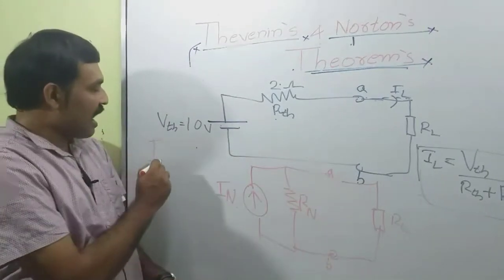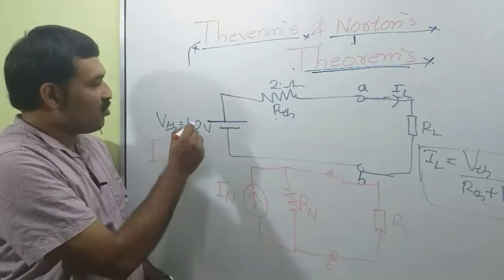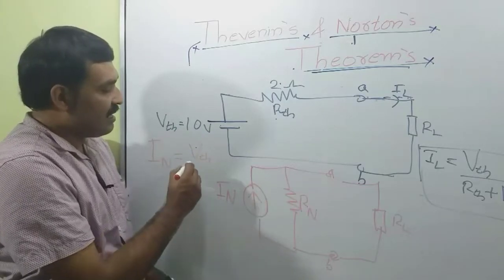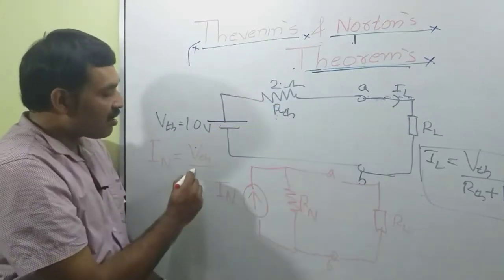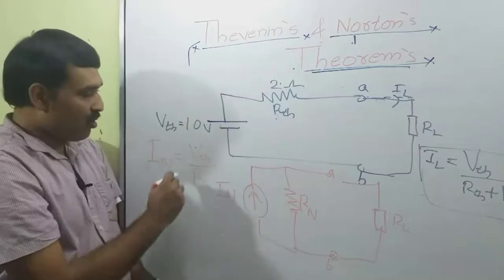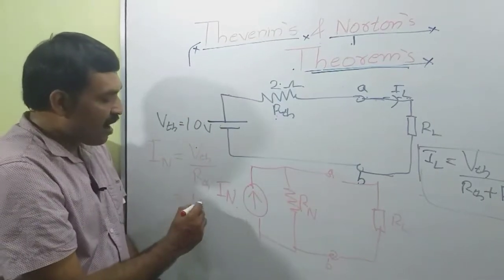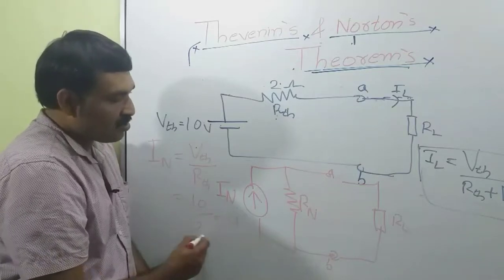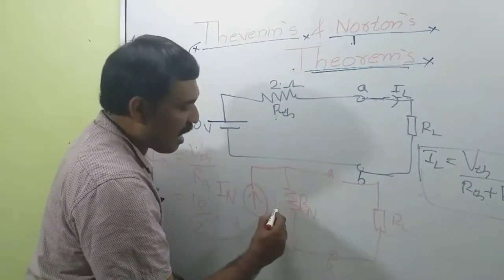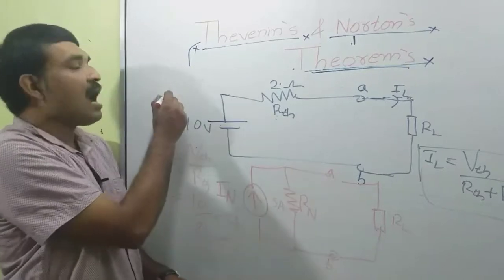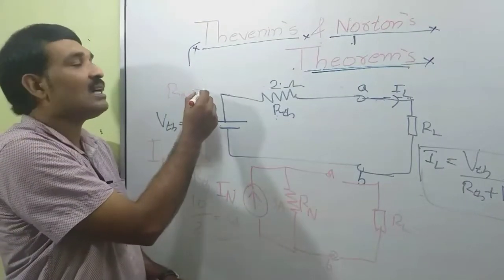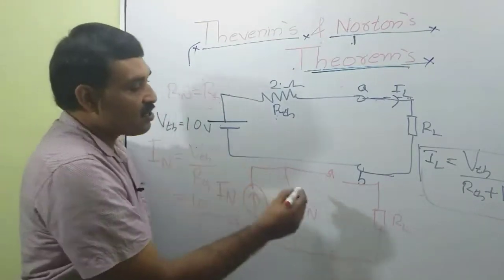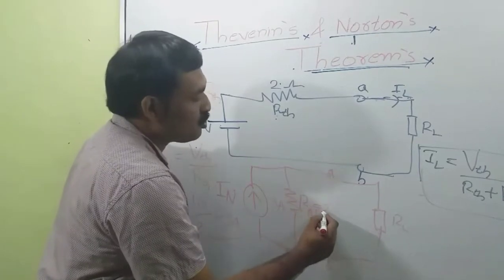The Norton's current IN is equal to VTH divided by RTH. In this problem, that is equal to 10 divided by 2, that is equal to 5 ampere. So this current is 5 ampere, and we know that RN is the same as the Thevenin's equivalent resistance. So RN is equal to 2 ohm.